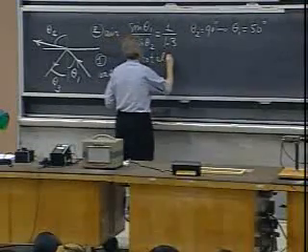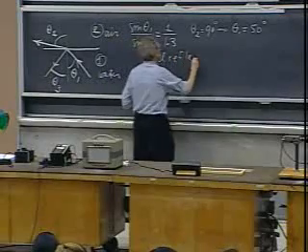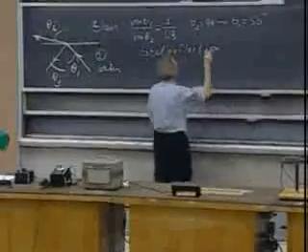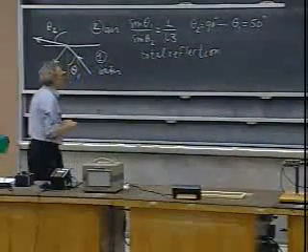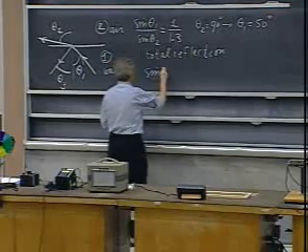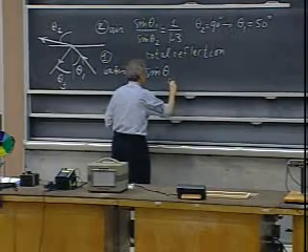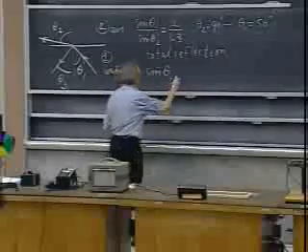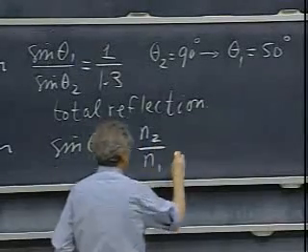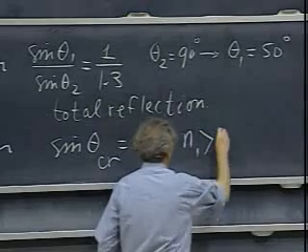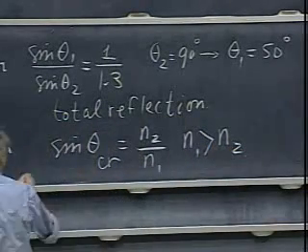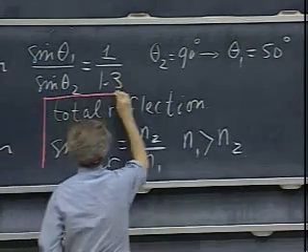Total reflection happens when theta 1 is larger than a certain critical angle, and the sine of that critical angle, for which I write CR, is n2 divided by n1. But there is a condition: n1 must be larger than n2. If that's not the case, then there is not total reflection.